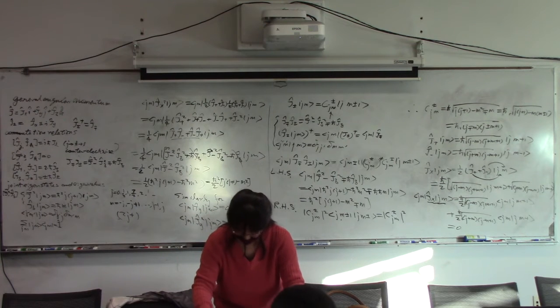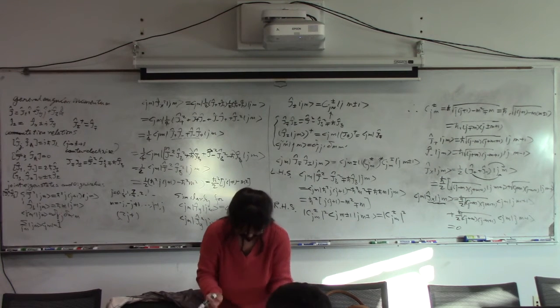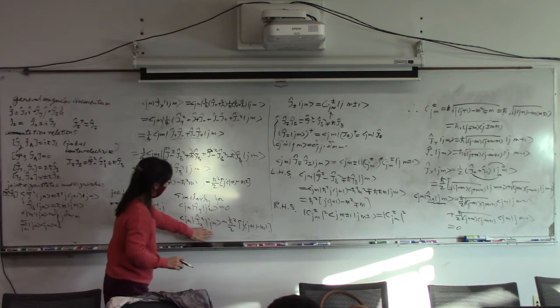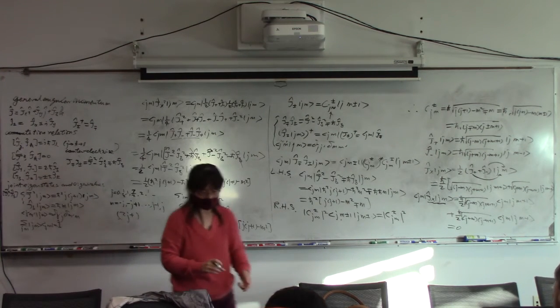Since the expectation values of Jx and Jy are actually both perpendicular to Jz, so this becomes the same. This has a symmetry, right? We get the same result.